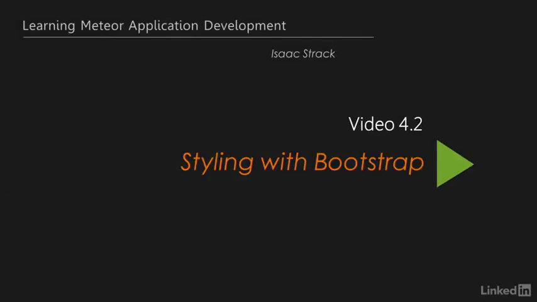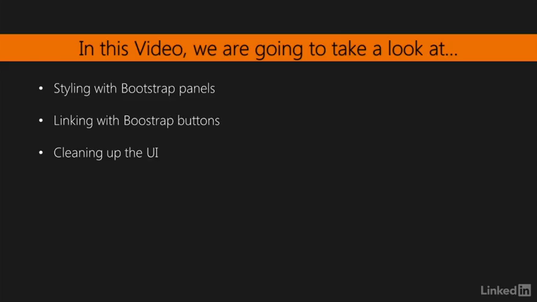Today we will be going over the second video in section 4, creating responsive user interfaces, styling with Bootstrap. In this video, we will use the Bootstrap panel objects and the styling that comes with it to give our application and our snippets a real nice look and feel. We'll add some buttons instead of links to give it that polished look, and then we'll do some basic UI cleanup to make sure that everything looks nice and balanced on the page.